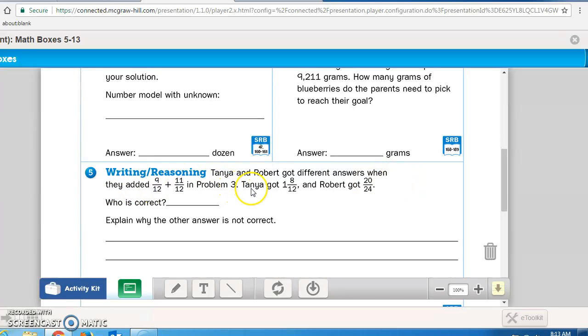And Math Box 5 reads, Tanya and Robert got different answers when they added 9 twelfths plus 11 twelfths in problem 3. Tanya got 1 and 8 twelfths, and Robert got 20 24ths. Who is correct? Explain why the other answer is not correct. Pause the recording now. Page 189 is the assessment check for this lesson. So please bring it up to me so that I can look it over to make sure that you got these answers right and I can check it off on my recording sheet. Thank you.